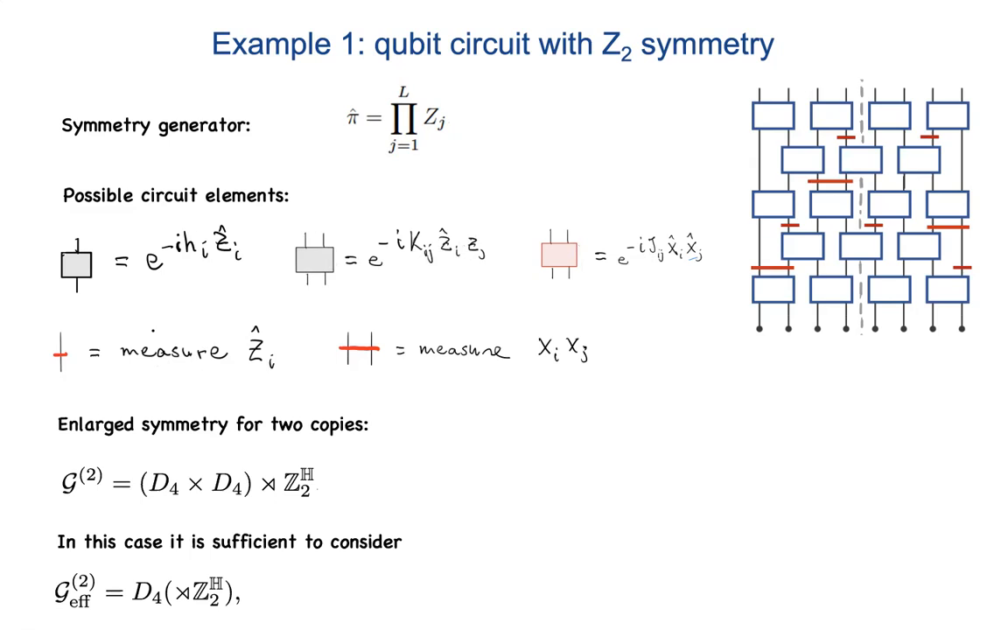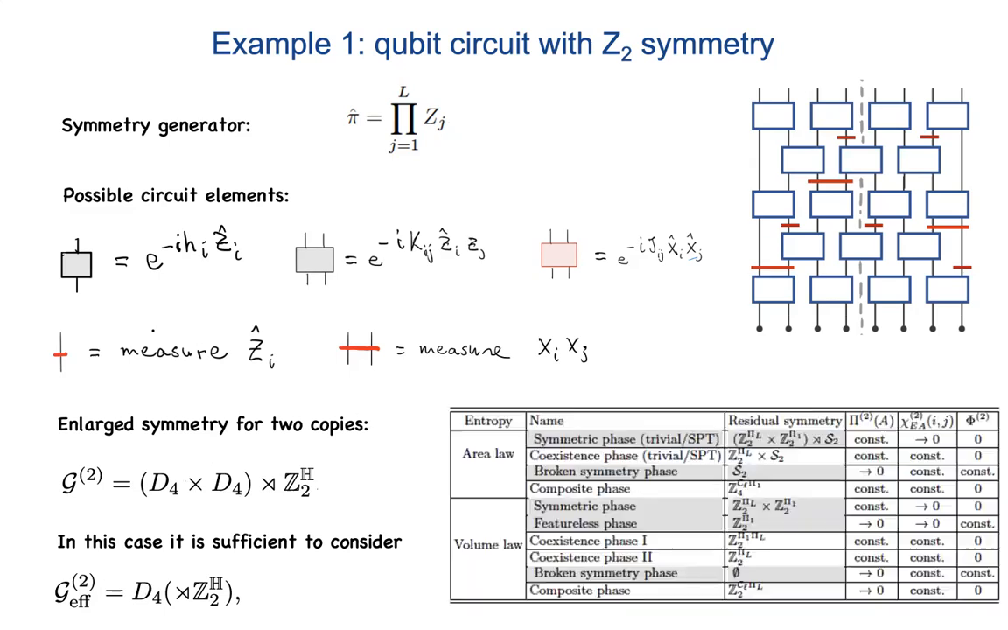So we can ask, what is the enlarged symmetry in this case? If we take for granted what I wrote generally in the last transparency, it's D4 cross D4 times this Hermitian Z2 symmetry. But it turns out that in this case, there are a lot of other constraints associated with the fact that we're dealing with Pauli matrices, and the effective symmetry can be reduced down to D4. Basically, this phase structure is dictated by D4 symmetry.